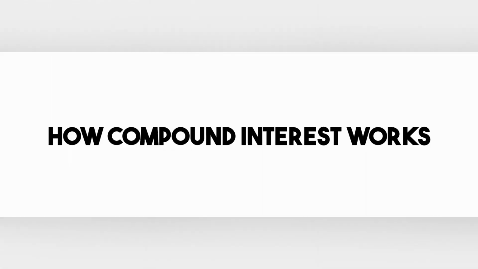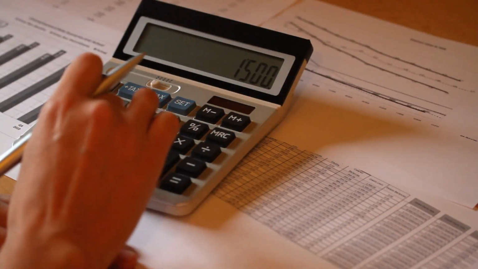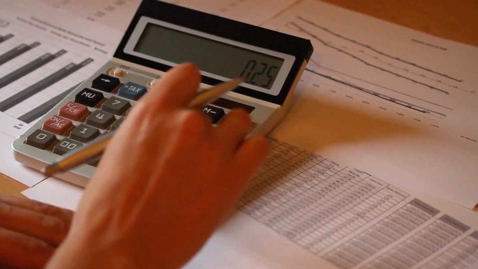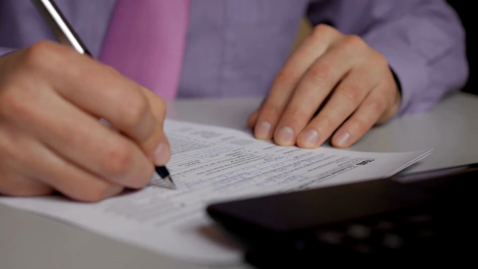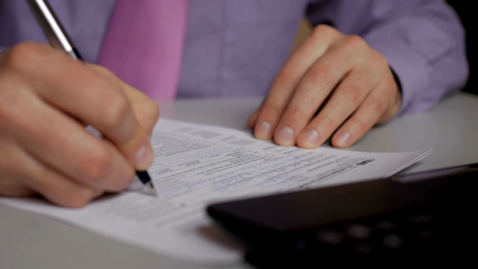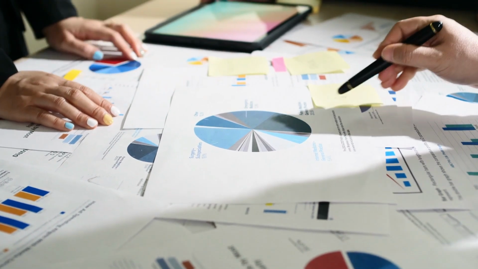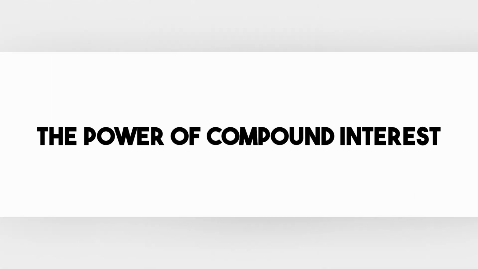How compound interest works. Compound interest is calculated by multiplying the initial principal amount by 1 plus the annual interest rate raised to the number of compound periods, minus 1. The resulting value is then reduced by the total initial loan amount. The power of compound interest.